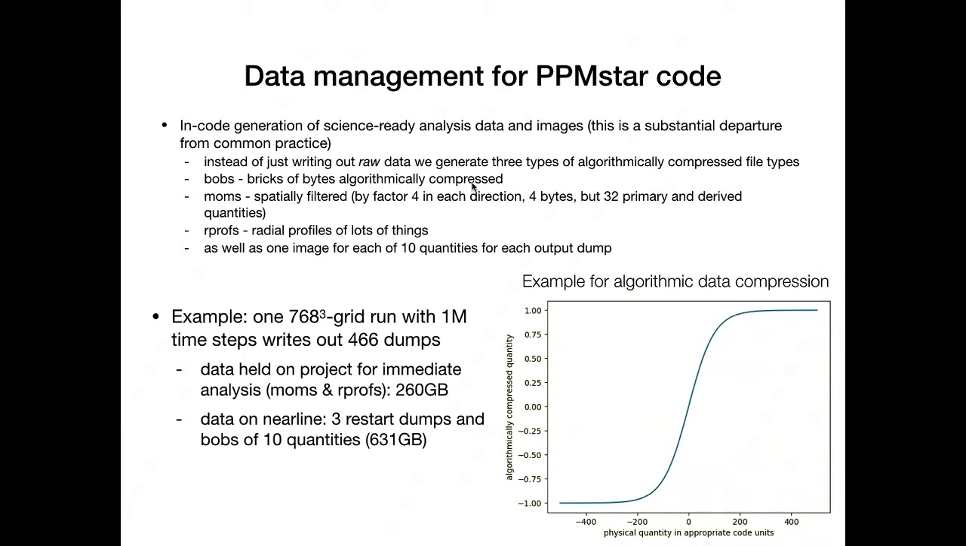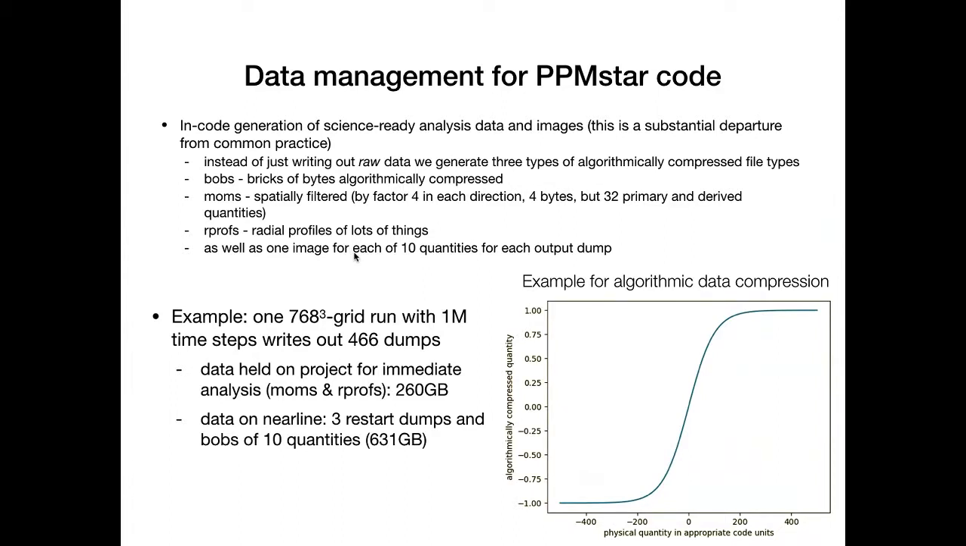We make images from these, so the images that you saw, the movies, are made from these bricks of bytes, as we call them. But then there's also spatially filtered data by a factor of 4 in each direction, and actually this is a typo, there's 2-byte precision on those. We can put lots of primary and also derived quantities, stuff that you might need for analysis of turbulence, for example, products of averages, average of products. We can regenerate these derived quantities already inside the code for later analysis on this reduced spatial resolution grid. Then we have radial profiles, and also spherically averaged profiles of lots of things, and they don't take any space, and then we have these images. So a lot of the data analysis is taking place already inside the code.